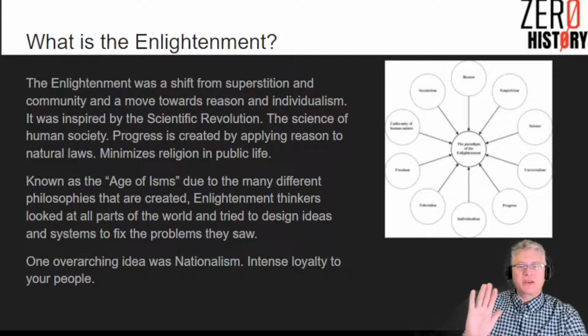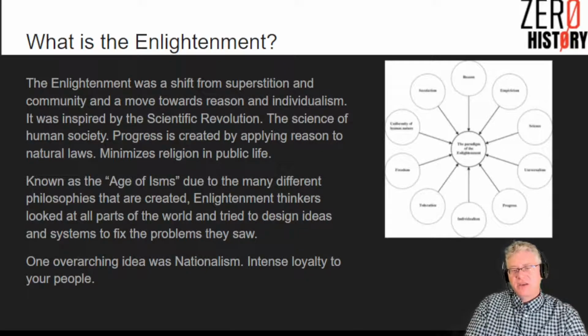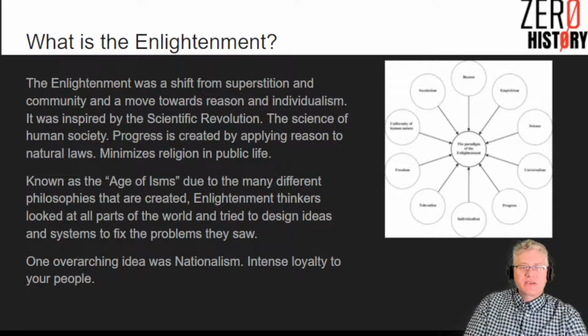It's not necessarily a negation of community. Community is still super important, but it is going to elevate the ideas of the individual into the same realm, in a sense, as the community. So what is the difference between this idea of superstition and reason?